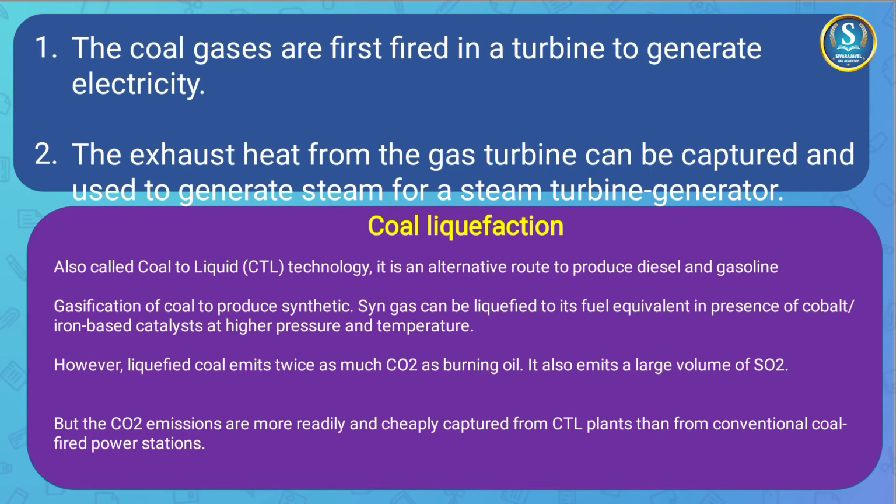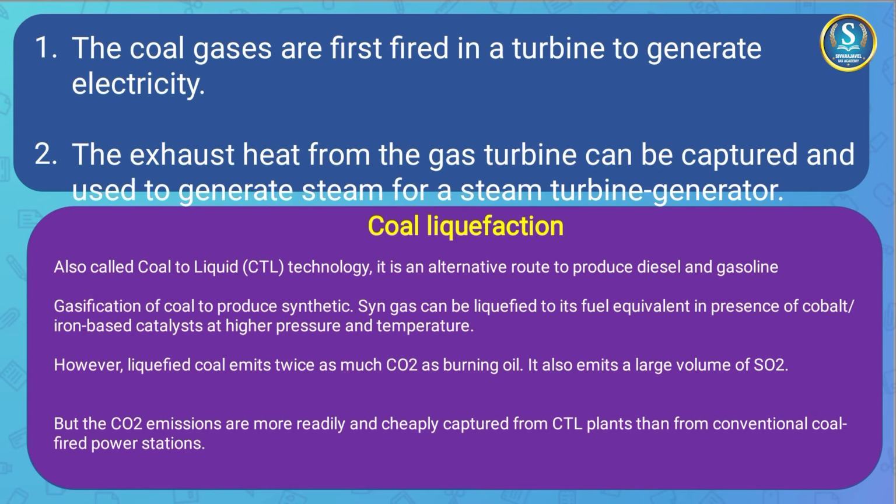So how does the process happen? Coal is blown with oxygen and steam, and it is also heated under high pressure. So pressure is given, oxygen is given, steam is given. During this reaction, oxygen and water molecules oxidize the coal and produce this syngas.